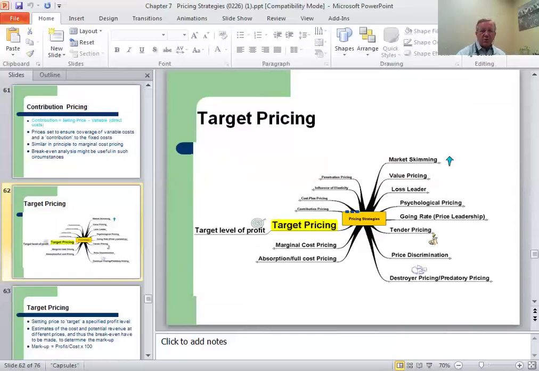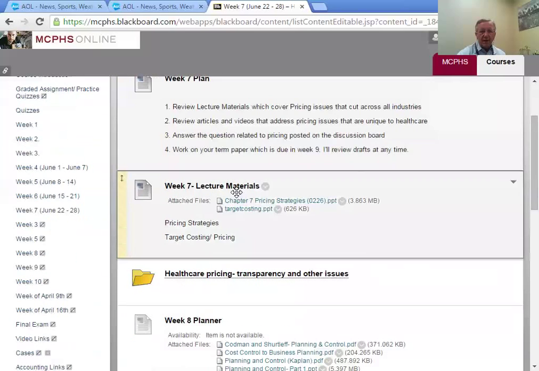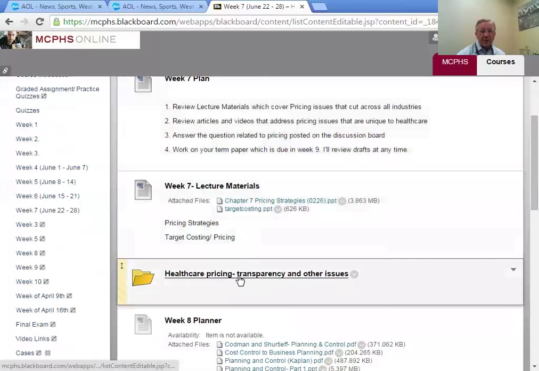Okay, so the rest of this you can read through. So what I want to do now is to move on to the other discussion. The other discussion really deals with the issue of healthcare pricing, transparency, and related issues.